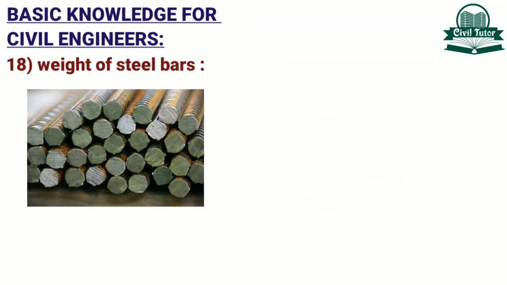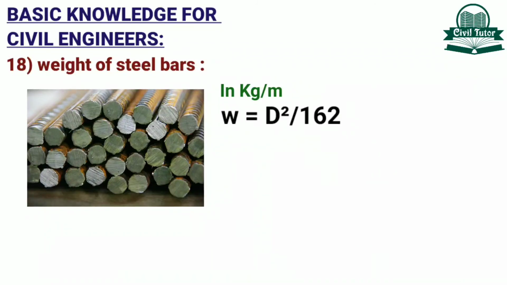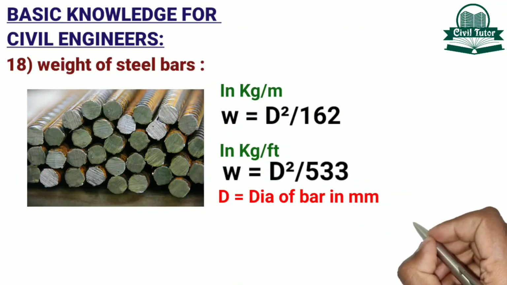The weight of steel bars in kilogram per meter is calculated by using the formula d square by 162, and in kilogram per feet the formula used is d square by 533, while d is the dia of bar in mm.